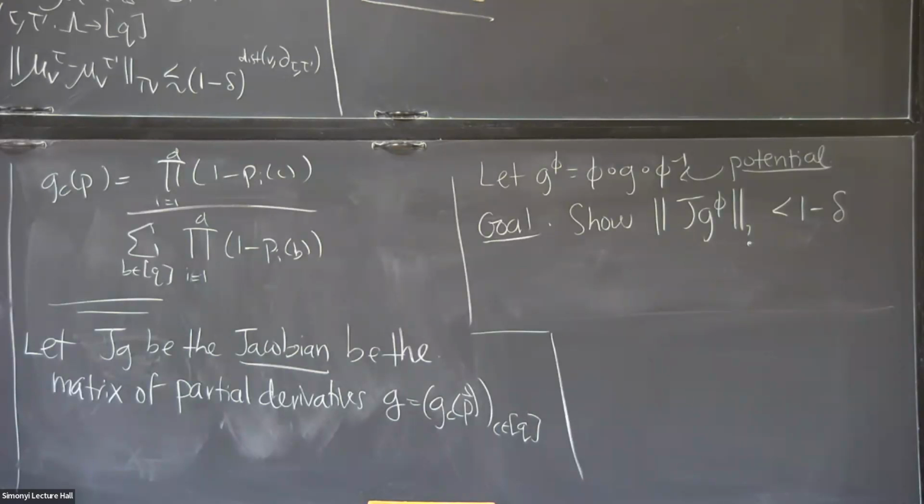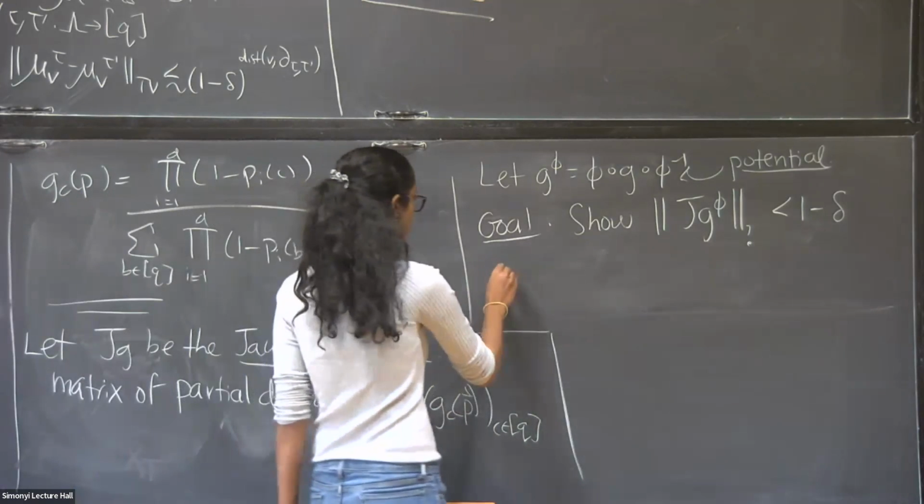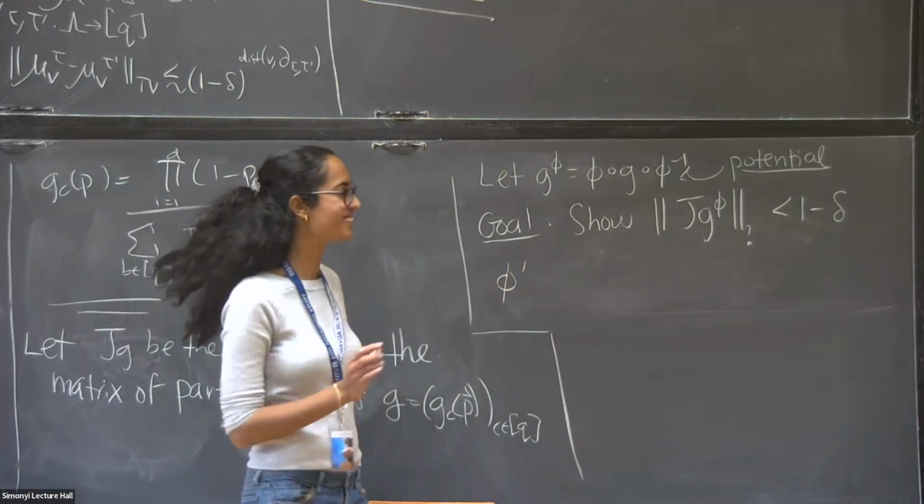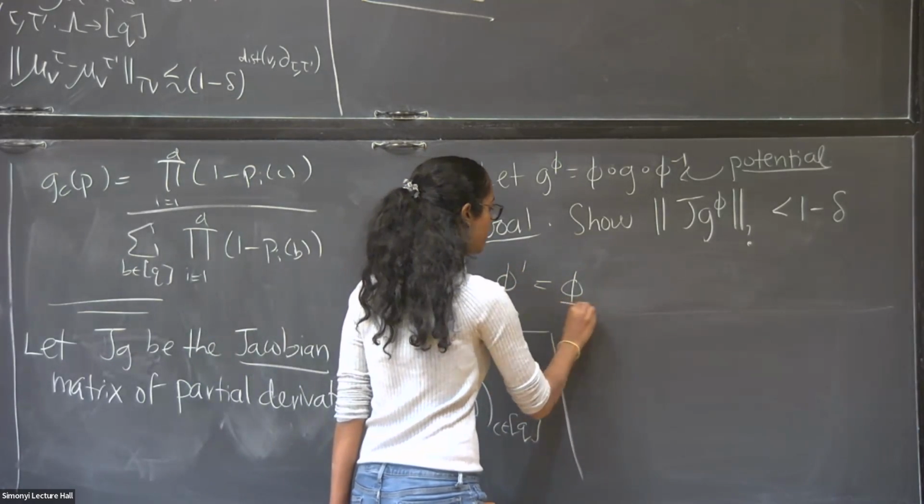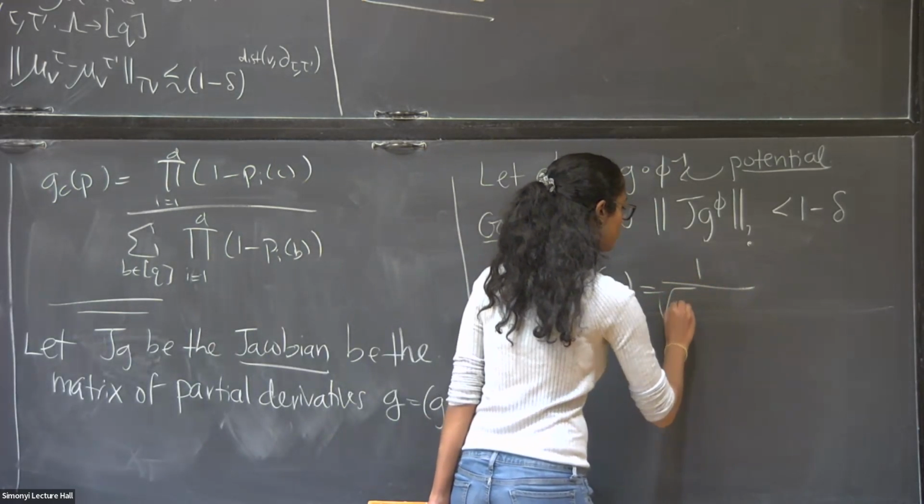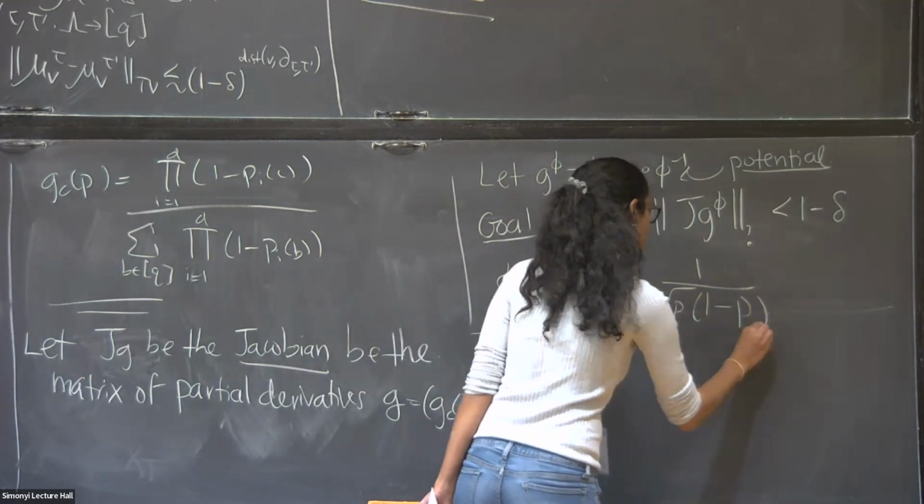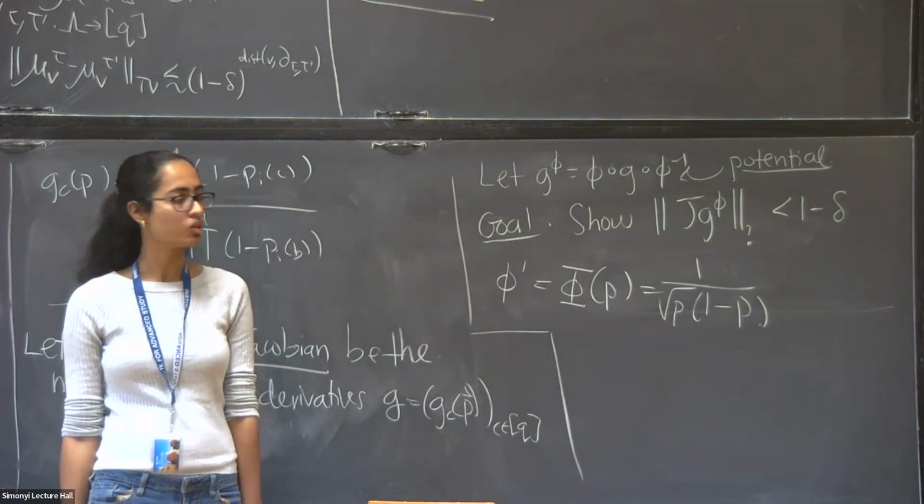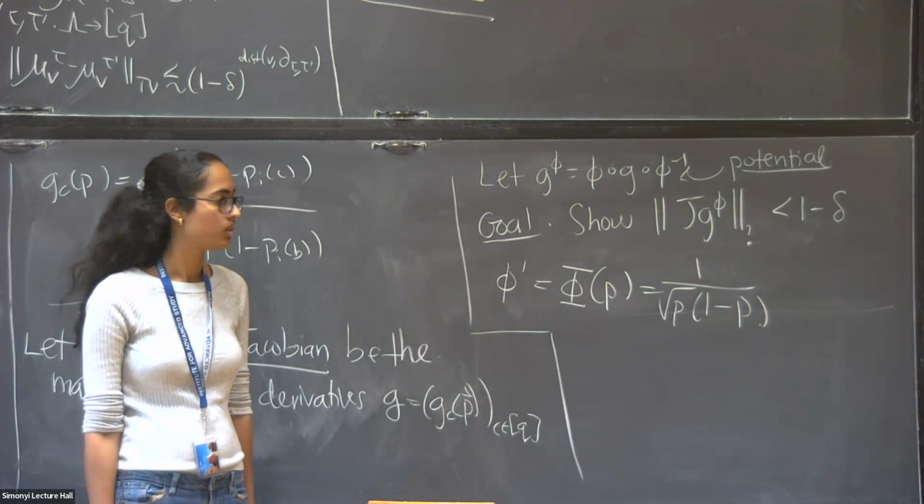And the potential that they use, I'm going to define implicitly by its derivative, which is actually the only thing that appears in the Jacobian. I'm going to call this capital Phi of P, which is 1 over the square root of P times 1 minus P. And like I said, we're going to work with something like an L2 norm. This is the square, which is only on the P.